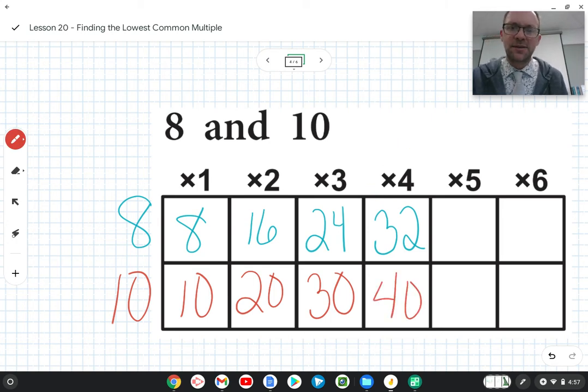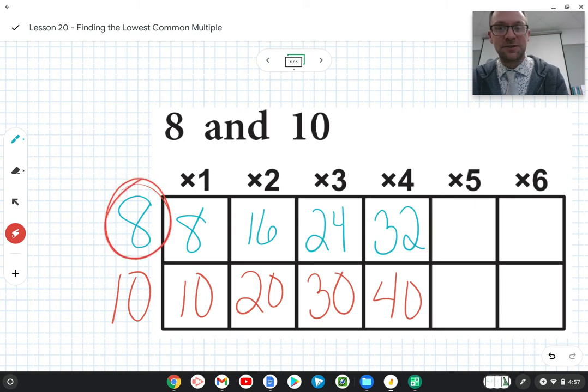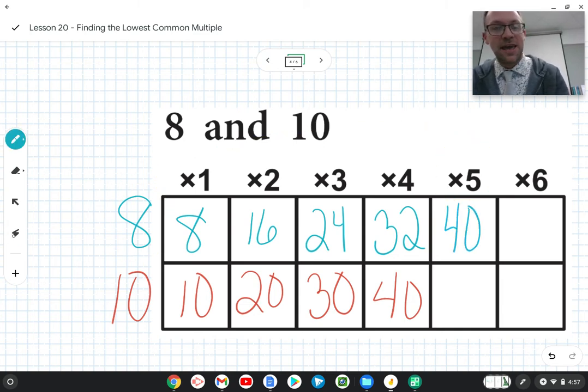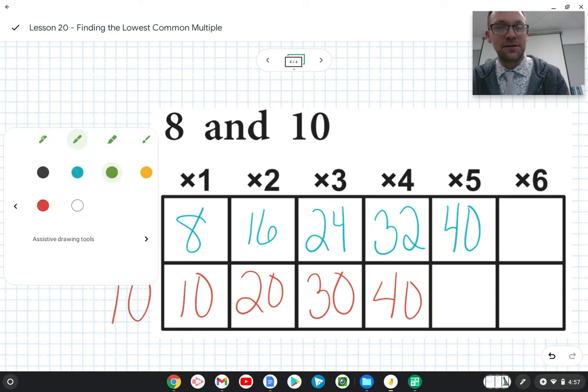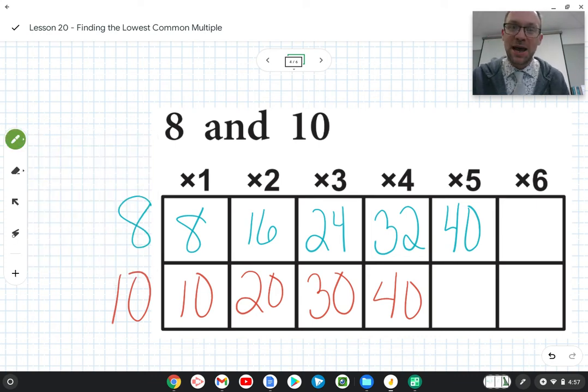Nothing in common yet, but I see something. Do you see what I see? I wonder if you do. Let's see. 8 times 5, our very next multiple of 8, is 40. And ta-da, look what we have here. The same multiple now appears in both lists. 8 and 10, their lowest common multiple is 40. It's the smallest shared multiple for 8 and 10.